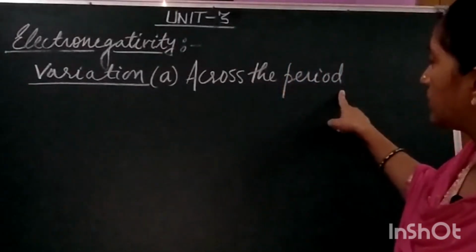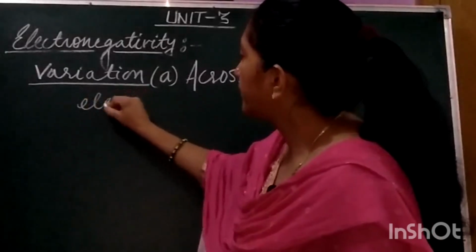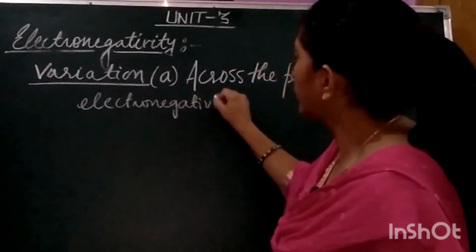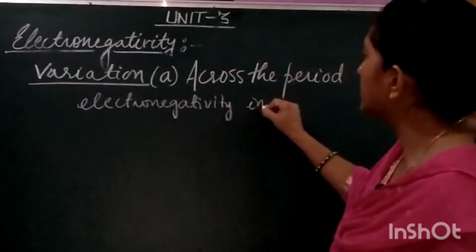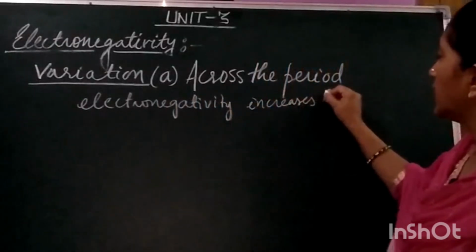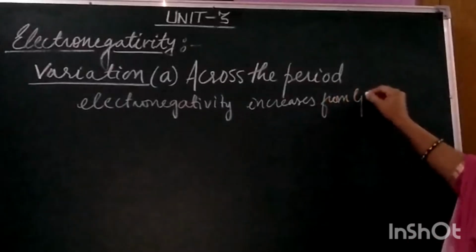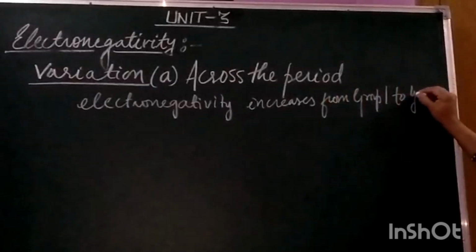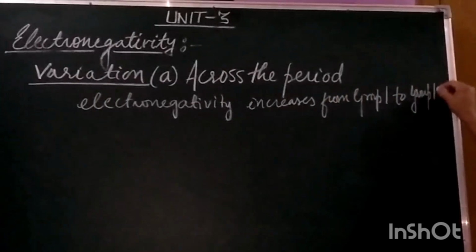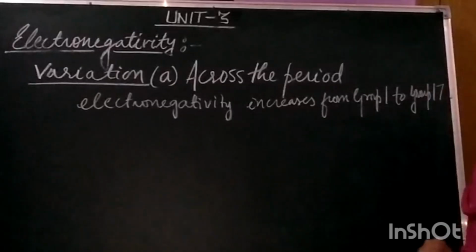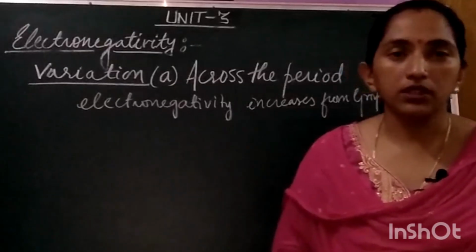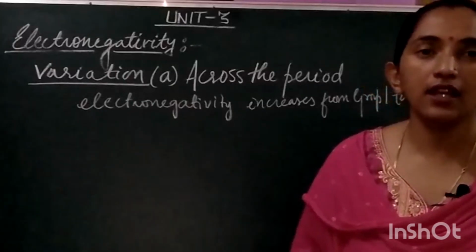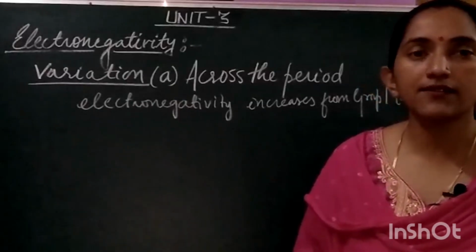So when we move across the period, electronegativity increases from group 1 to group 17. And we know that in the periodic table, the most electronegative element belongs to group 17, the halogens, and the element is fluorine.